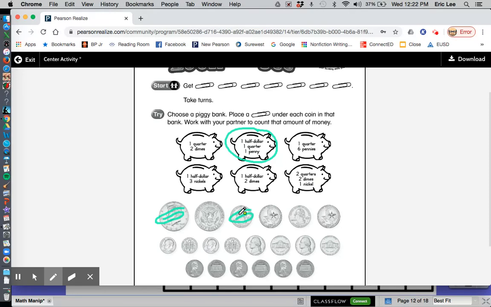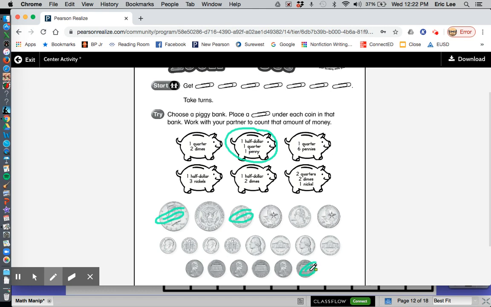I'm making beautiful drawings. So I put a paper clip on the 50, I put one on a quarter, and I'm going to find a penny. Oh, here's one down at the bottom. I'm going to put a paper clip on my penny. And then it says, once you've done that, work with your partner to count that money. How much money is that?